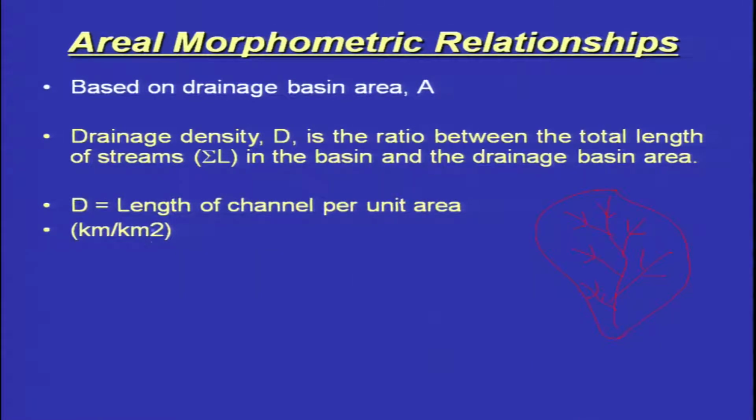Okay. So it is given as D, the length of the channel per unit area, in kilometer per kilometer square. Okay. So you are taking length per square kilometer of area. It is given as the sum of all lengths of the streams which you encounter within the basin divided by the basin area. So this exercise also we will do, and you will try to identify the drainage density of that particular basin. Okay. So we will do one lab on this.